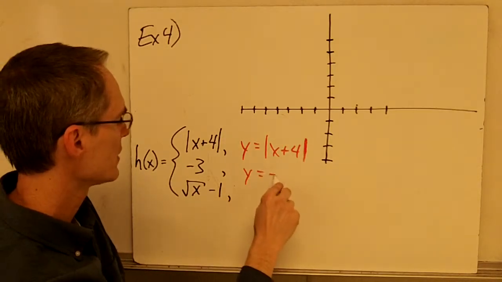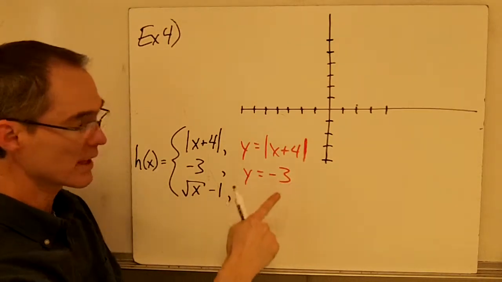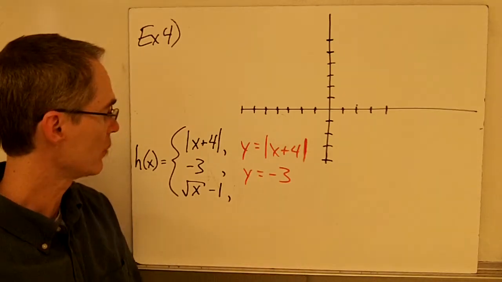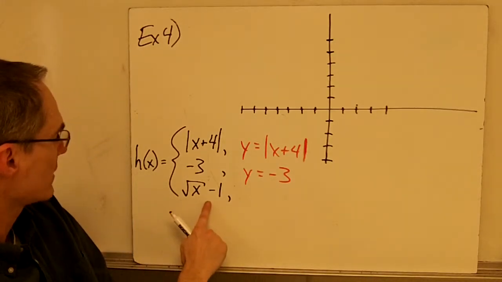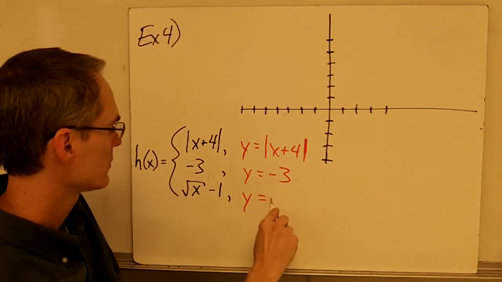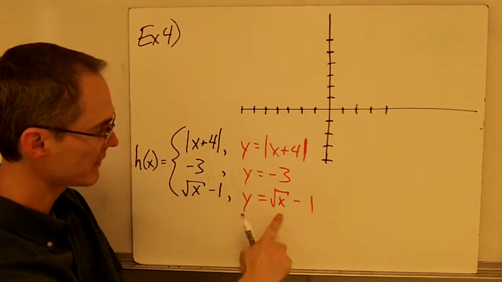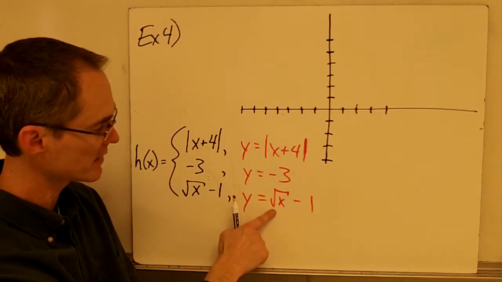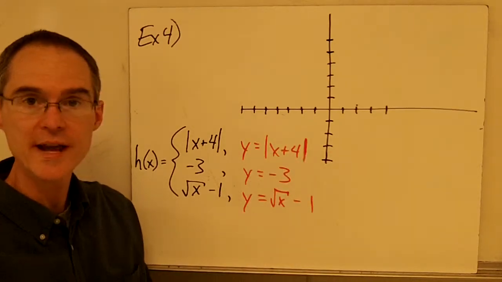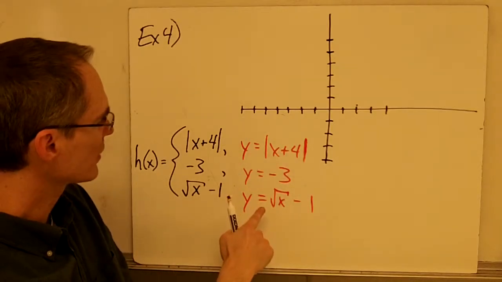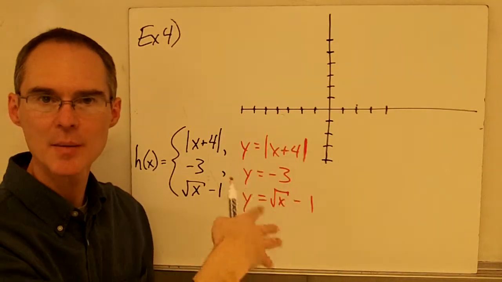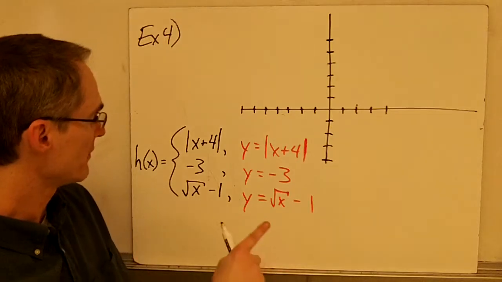Y equals negative 3. I know what that looks like. That's a horizontal line at y equals negative 3. And y equals square root of x minus 1. And I know what that graph looks like too. That's a square root function moved down 1 unit. So let me go ahead and graph each one of these. And again, I'm going to do it lightly on my paper because I'm going to go back and erase some of it in just a minute.